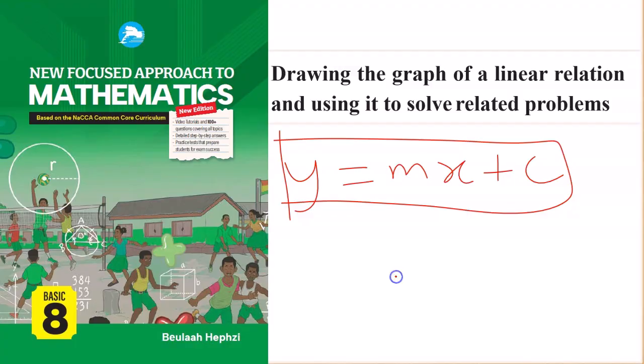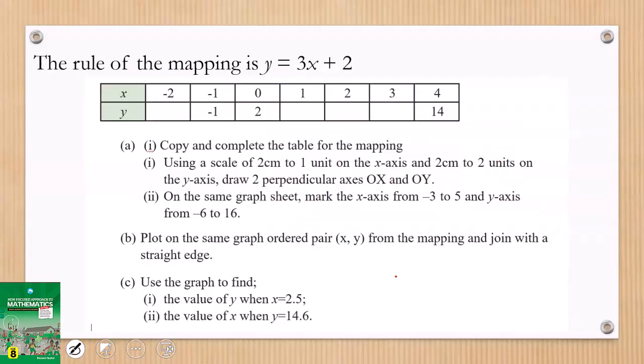So let's take an example and see what we are trying to do here. A rule of a mapping is given as y = 3x + 2. Of course, it matches what we said earlier on, y = mx + c. They can put the equation in any form, but when you rearrange it, you always get it like this. And now we want to copy and complete the table for the mapping. Then again, they say we should use a scale of 2 centimeters to 1 unit on the x-axis and 2 centimeters to 2 units on the y-axis. Draw two perpendicular axes, OX and OY.